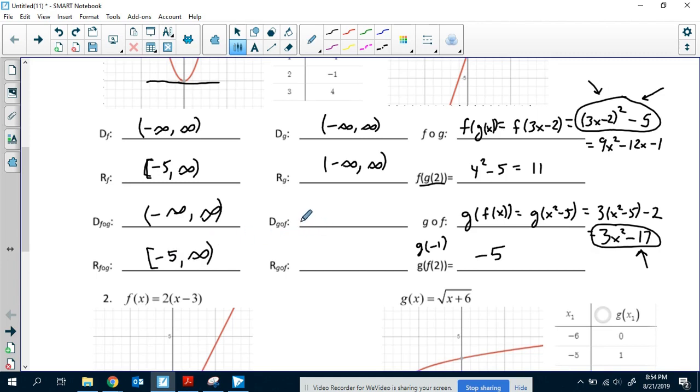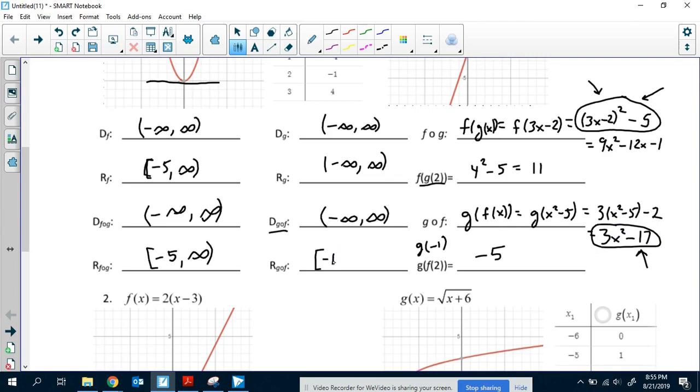The domain of g of f, I can substitute anything in that I want. So I have -infinity to infinity. Sorry, I meant to say domain of g of f. The range of g of f, the smallest this can be is 0. 0 minus 17 is -17. And the biggest that it can be is infinity because there's no bound on it.